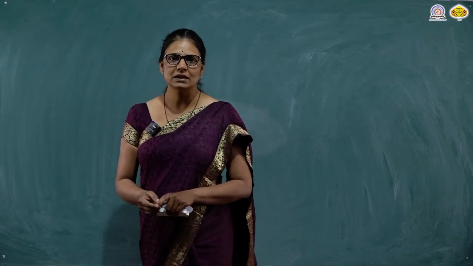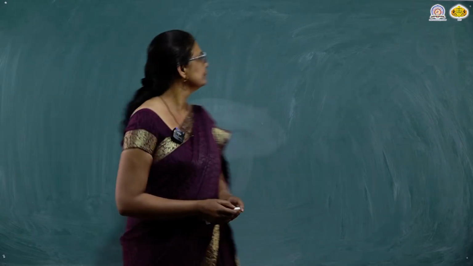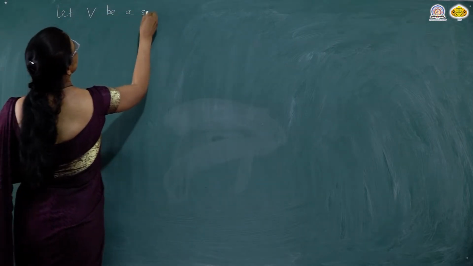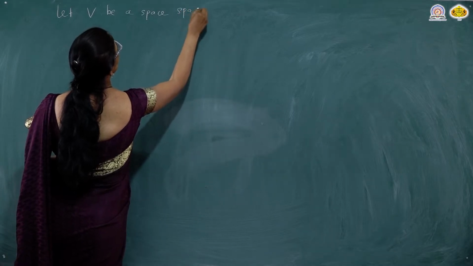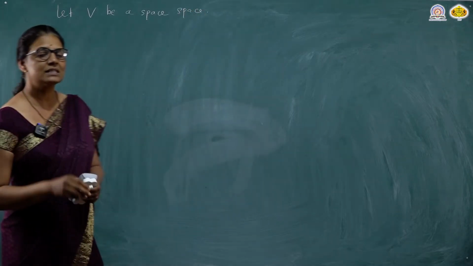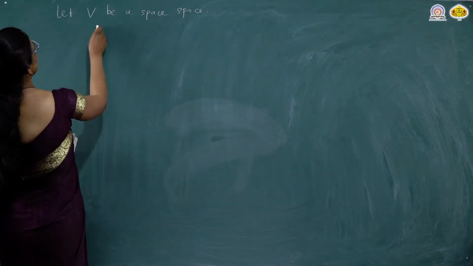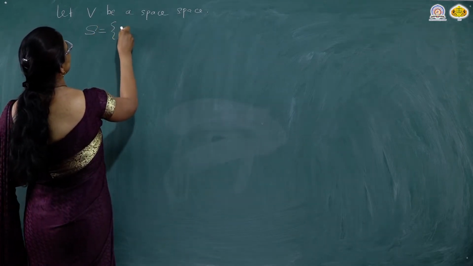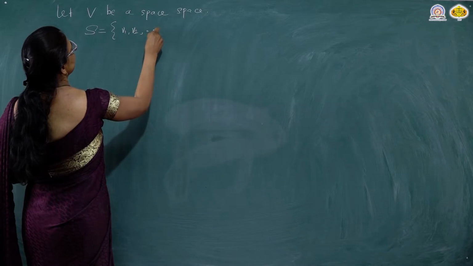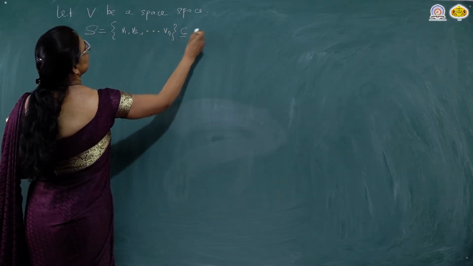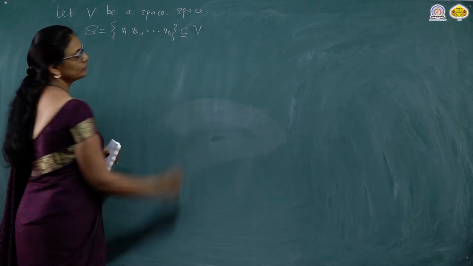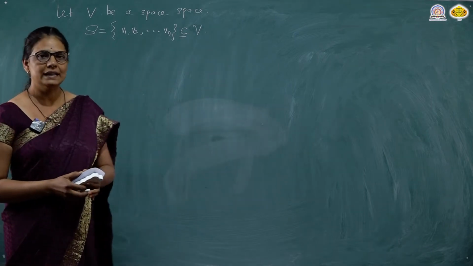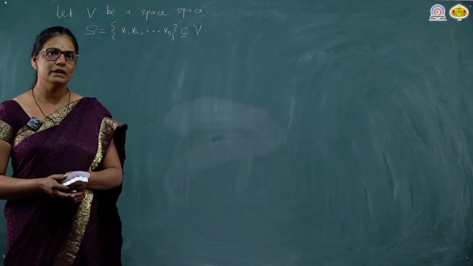So, for that we consider a vector space over some field. Let V be a vector space, and consider some subset. Suppose we take S equal to a set containing some vectors from V. This is a subset of V. Then this set S is said to be linearly independent if no vector in S can be expressed as a linear combination of the others.